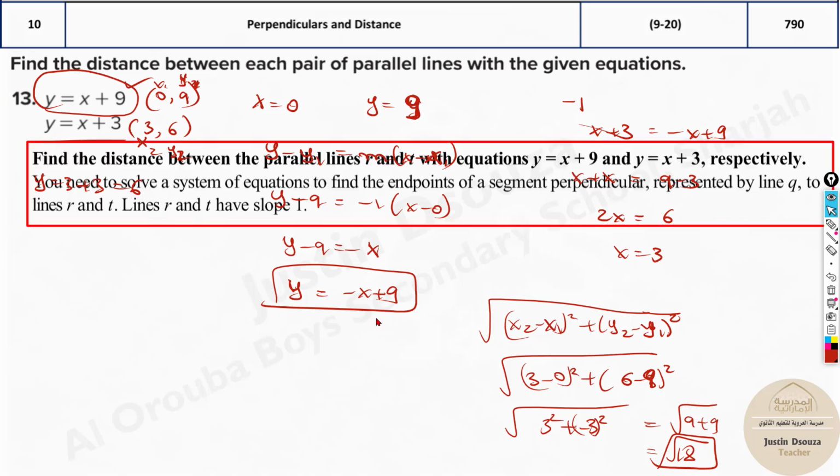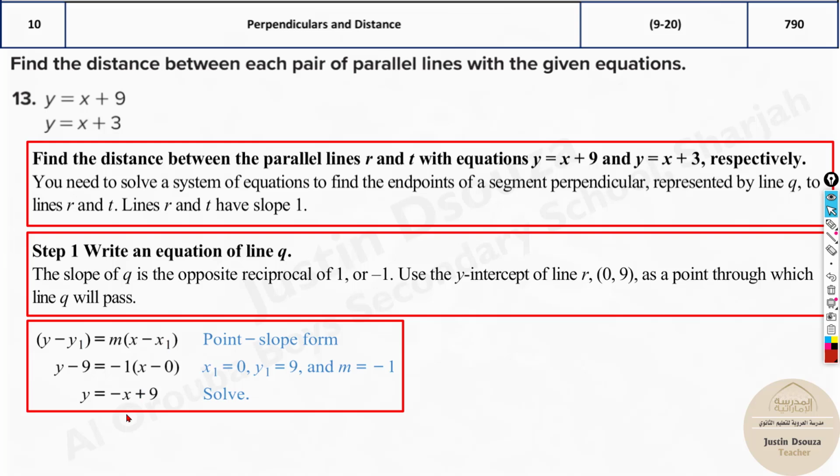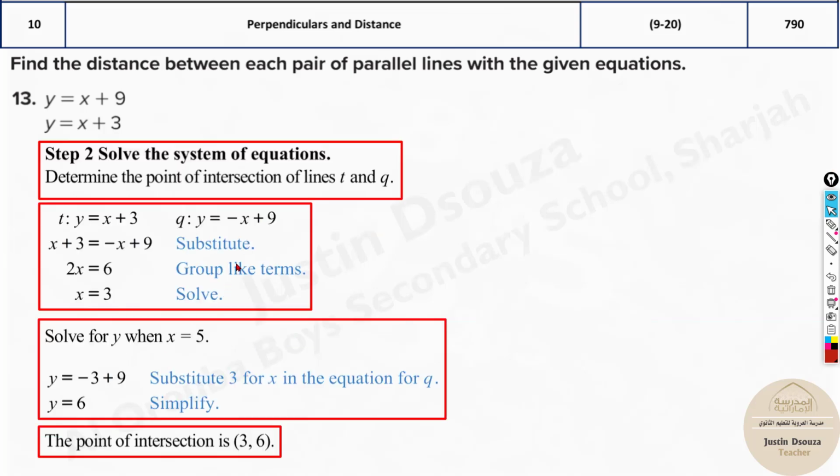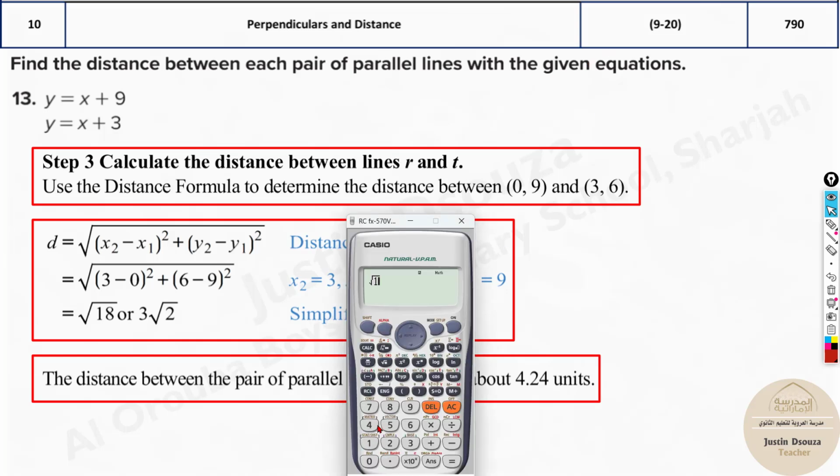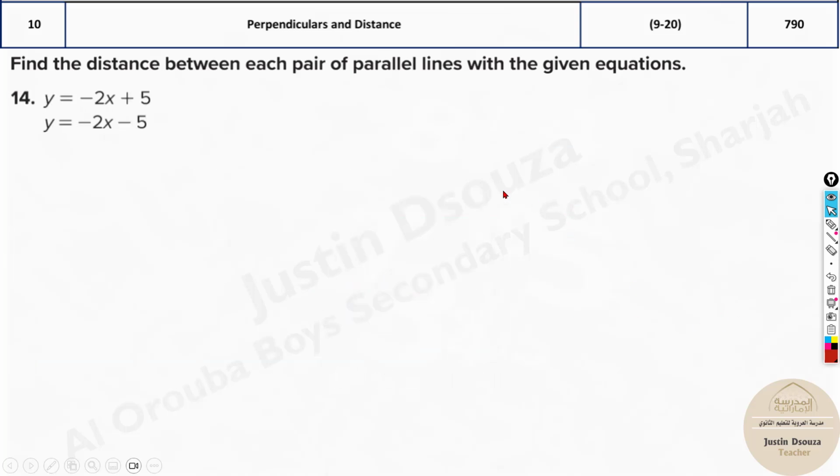This is the distance. You can see here we found the equation of the perpendicular line. Then we found the intersection point, and then we found the distance. And it was root 18. You can leave it like this, but the option, if it's not that, it might be 3 root 2 or 4.24. Both are the correct answers. You can just put in the calculator, use the square root of 18. You will directly get 3 root 2, or if you press SD over here, you get 4.24.